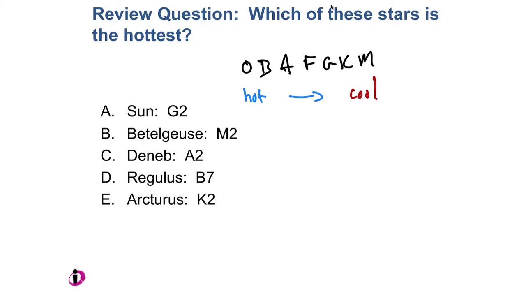Which one of these is the hottest? It has to be Regulus, this B7 star. All the B stars are hotter than all the A stars, are hotter than all the G stars, hotter than all the K stars, and hotter than all of the M stars. Betelgeuse is the coolest of all of these stars at the surface.